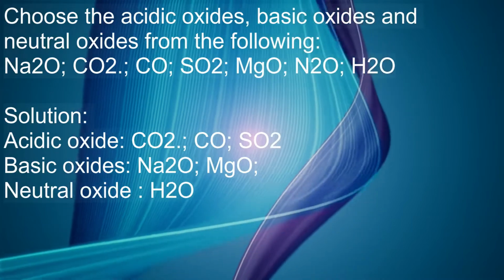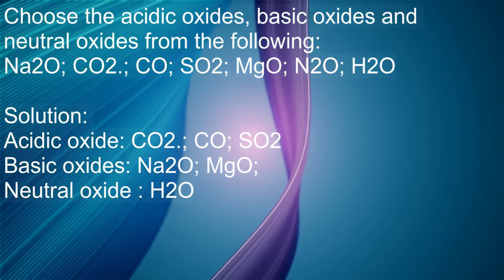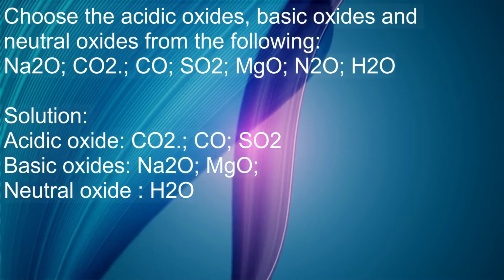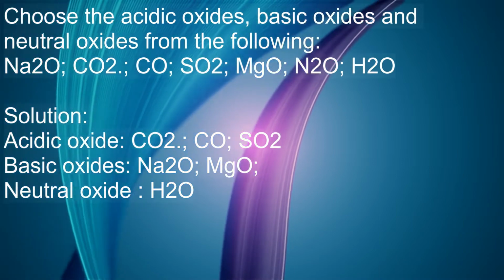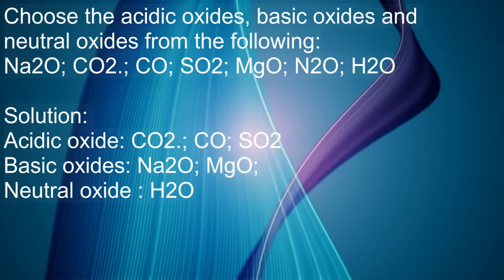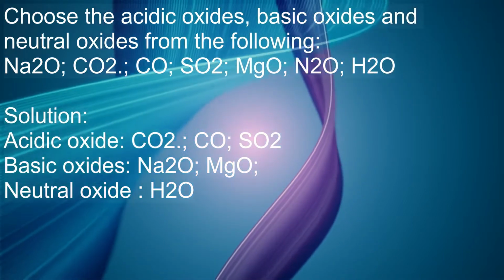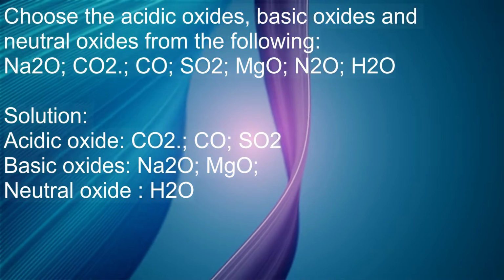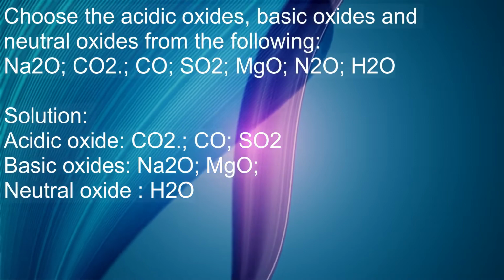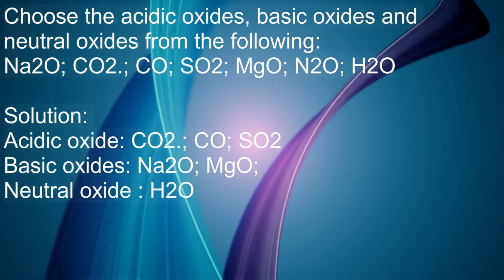B. Choose the acidic oxides, basic oxides and neutral oxides from the following: Na2O sodium oxide, CO2 carbon dioxide, CO carbon monoxide, SO2 sulfur dioxide, MgO magnesium oxide, N2O nitrous oxide, H2O water. Answer: Acidic oxides: CO2 carbon dioxide, CO carbon monoxide, SO2 sulfur dioxide. Basic oxides: Na2O sodium oxide, MgO magnesium oxide. Neutral oxide: H2O water.